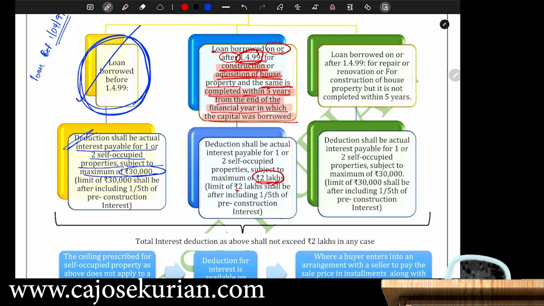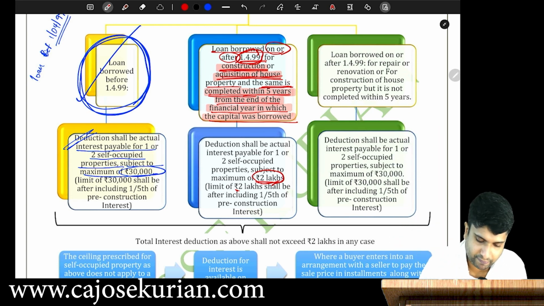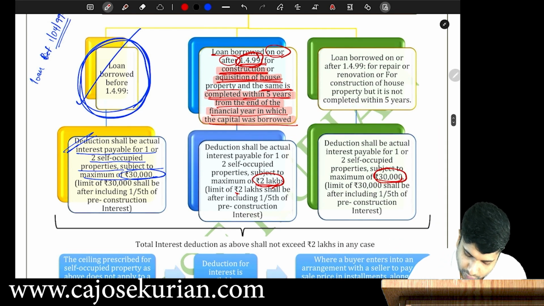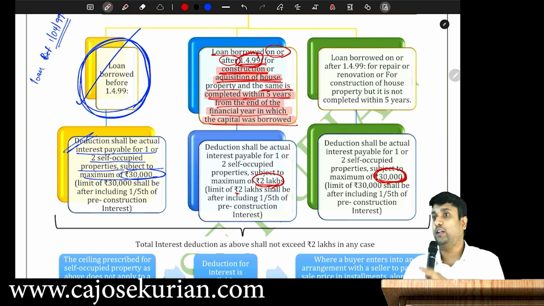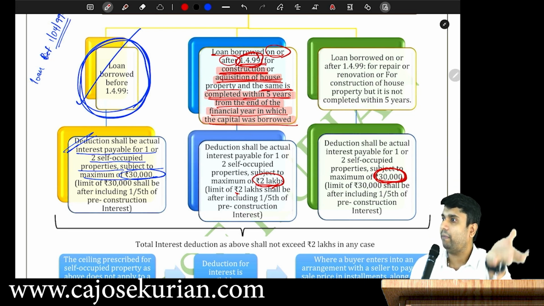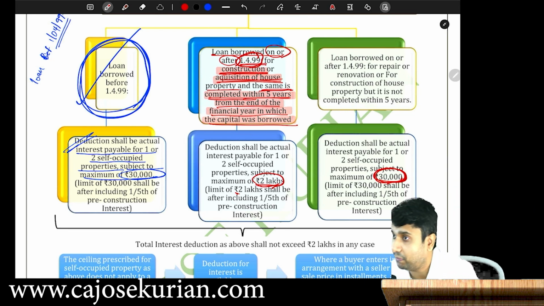Now, moving on to the third scenario. You took a loan after 1st April 1999, but what is the purpose? Either repair or renovation or construction of the house property, but it is not completed within 5 years. Then how much is the maximum deduction? You can claim only 30,000, including 1 or 2 properties. Maximum combined threshold 30,000. Are you with me?